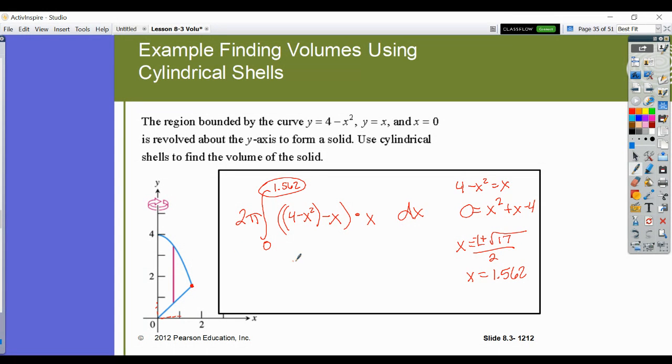And then we put that in the calculator. Pause the video, and check your answer. So the volume of the solid is 13.327 units cubed, if there were any units on there.